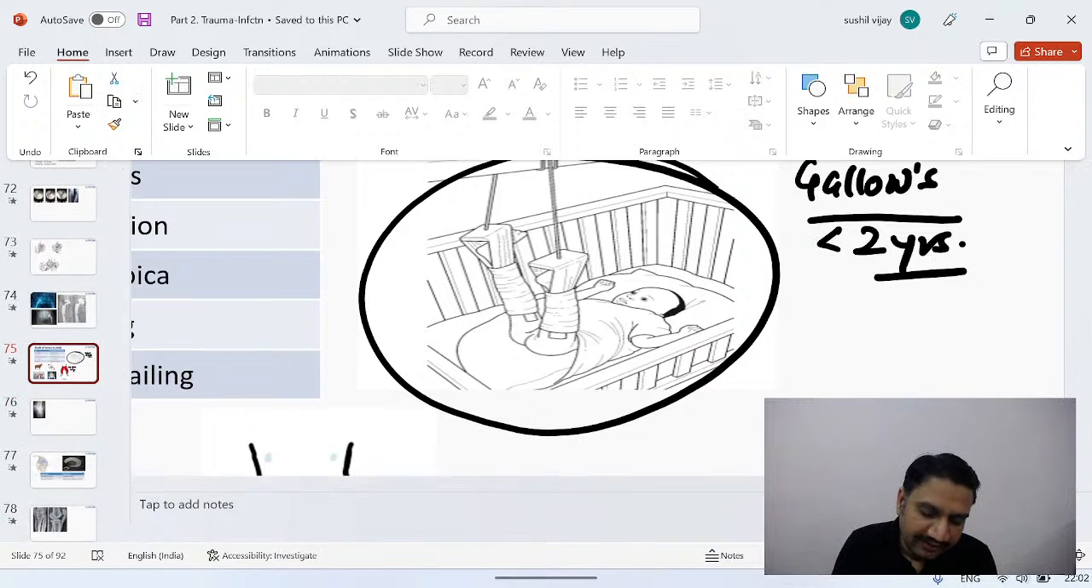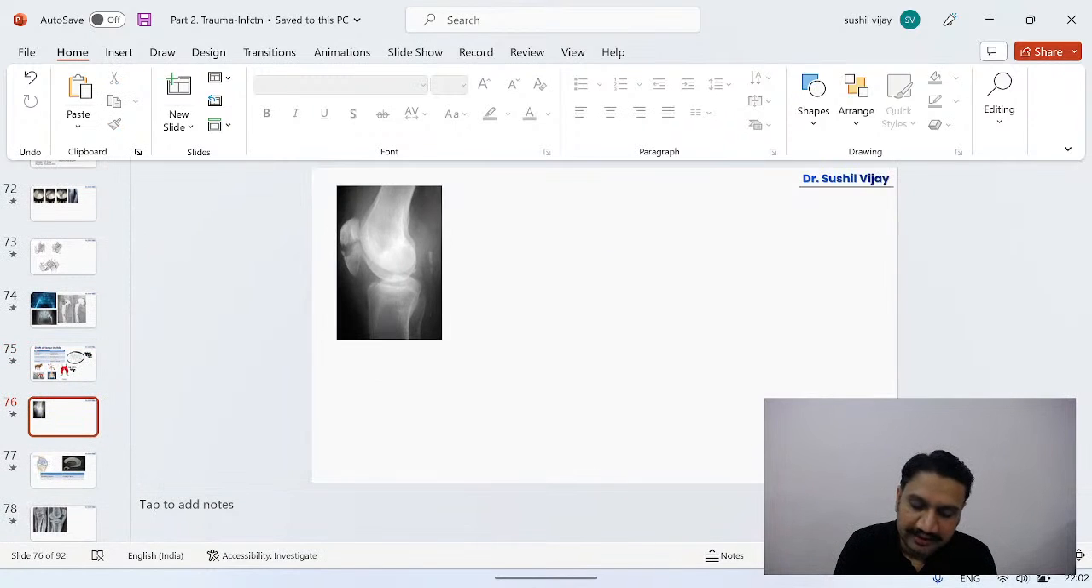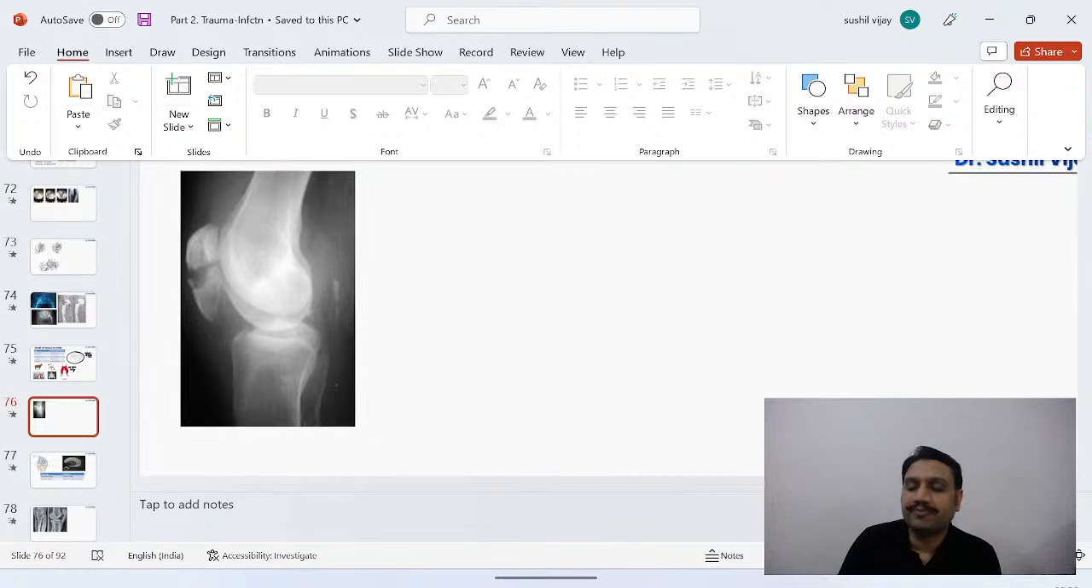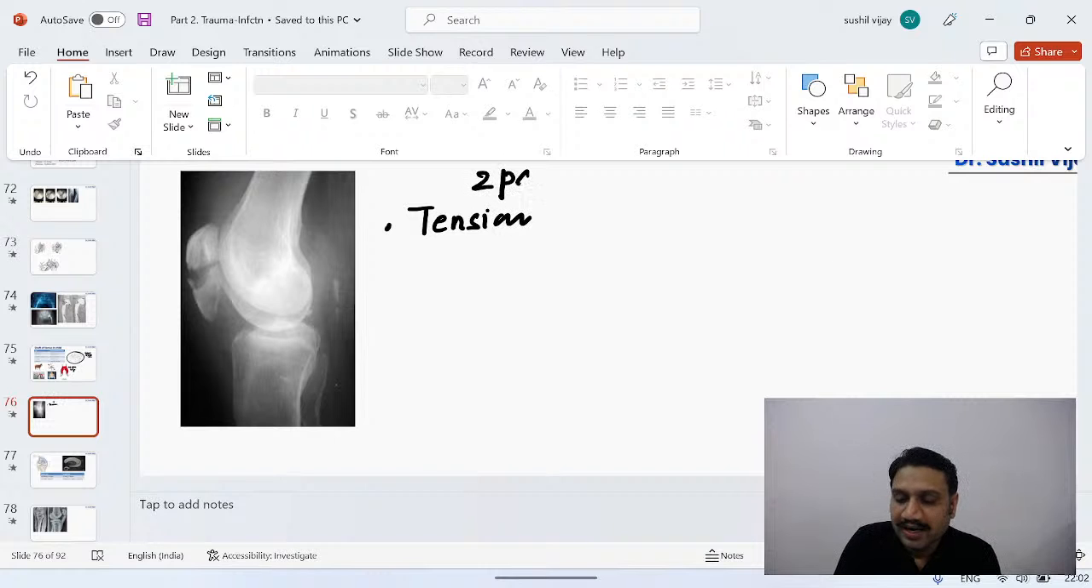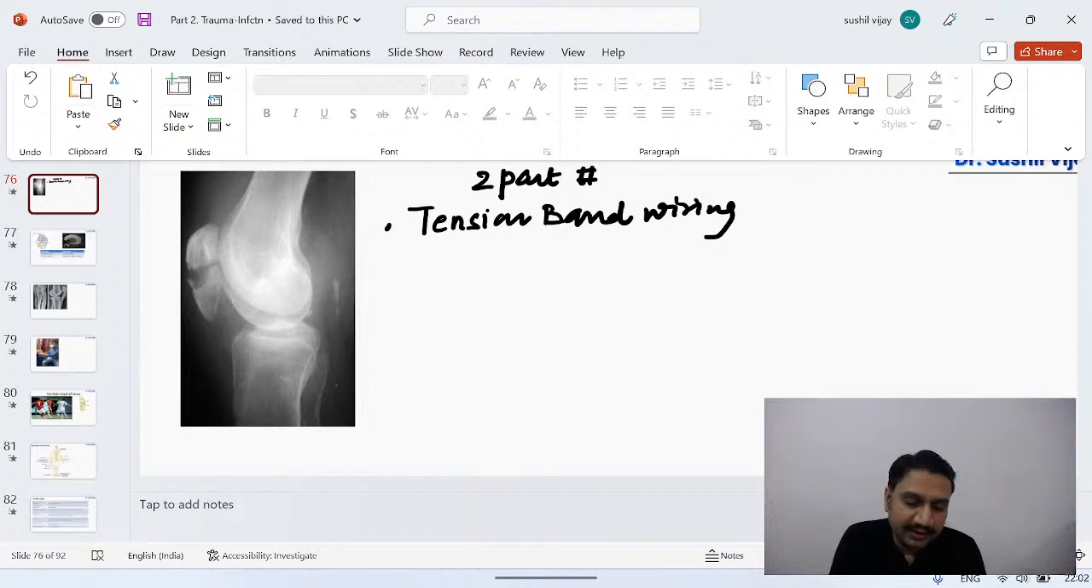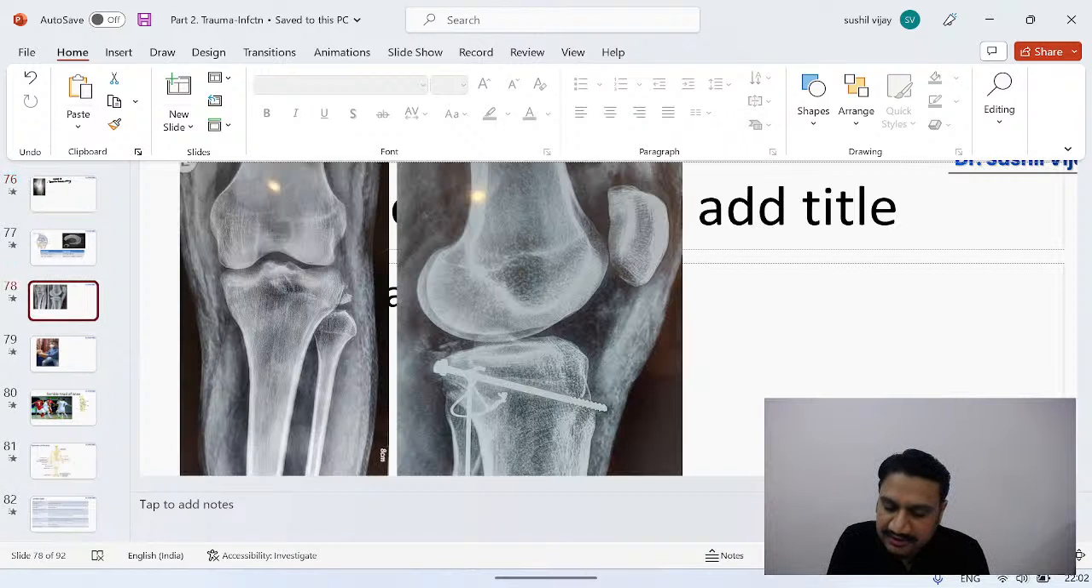Then you have the injury of the patella. If there is a patient like this, with injury of patella, what procedure can we do? That will be one very potential question. Two-part fracture of patella will be treated by tension band wiring. So these are the screws which have been placed.